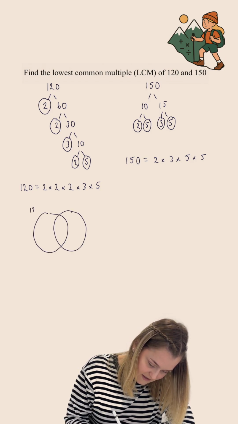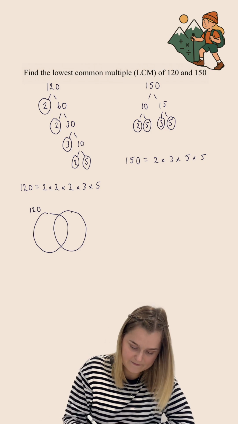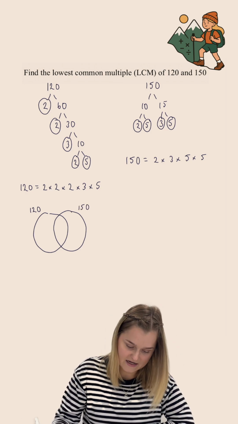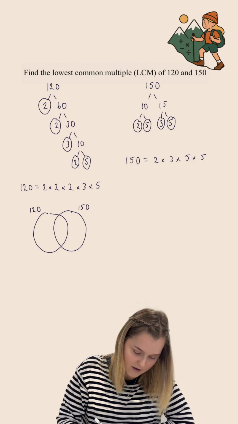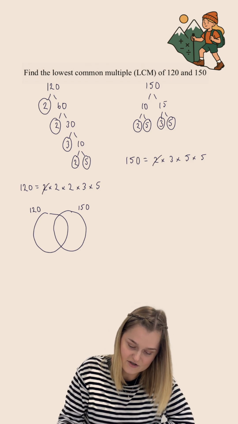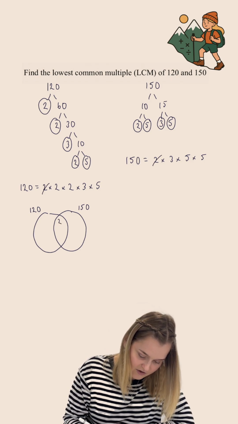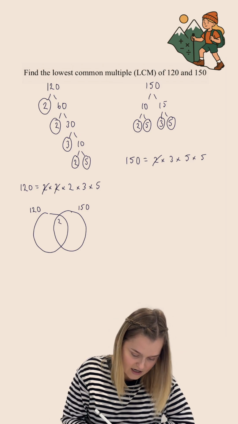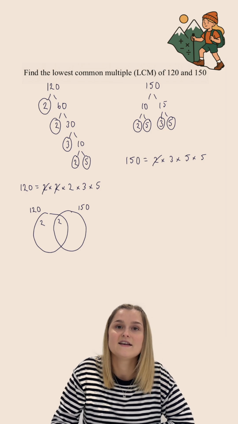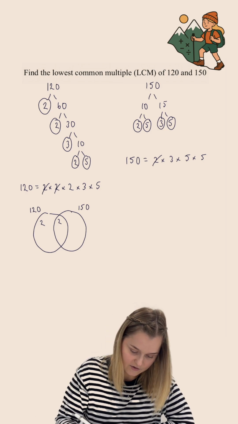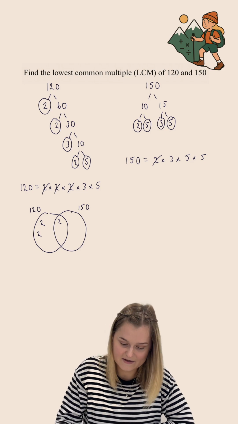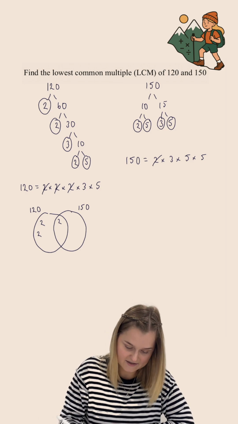One of my circles is for the prime factors of 120 and the other circle is for the prime factors of 150. Now going through these one by one, I have a 2 in 120 and a 2 in 150, so I'm going to cross that off from both and write it in the middle. I have a 2 in 120, no more 2's in 150, so that just goes in the 120 circle. Another 2 in 120, but no more in 150, so that just goes in the 120 circle.